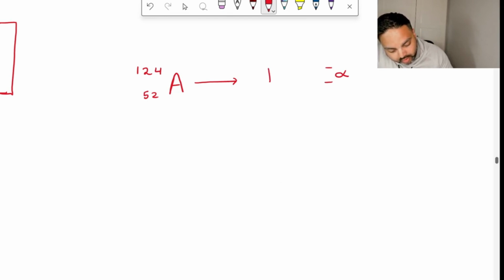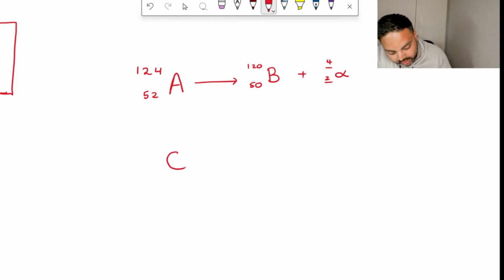So A goes into B. Good, Isabella. Well done. I think we're a lot better on this now. So it's going to be 120, 4 and 2, 120 and 50, because I've got to take away the 4 from the top number and take away 2 from the bottom number. Well done. Now I'm going to do one more, and this one's going to be a beta decay.